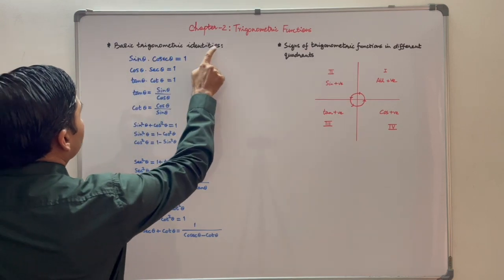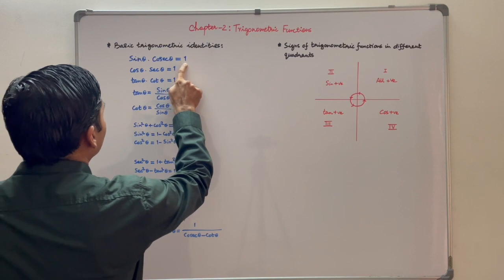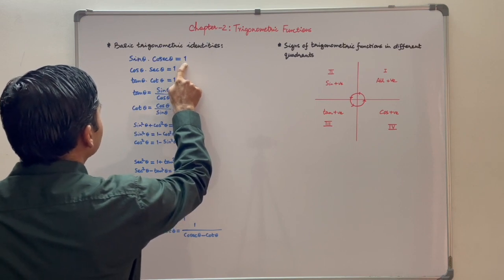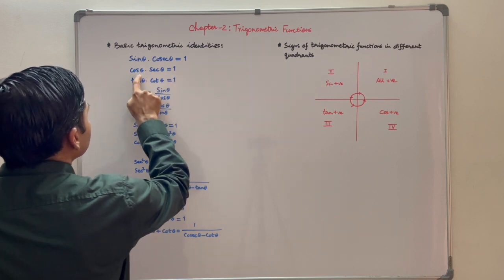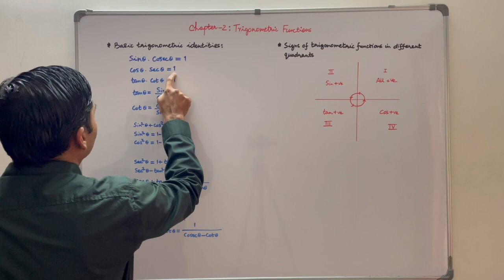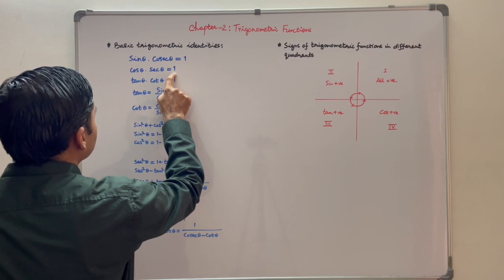Basic trigonometric identities. Sin theta into cosec theta is equal to 1, or sin theta is equal to 1 upon cosec theta, or cosec theta is equal to 1 upon sin theta. Cos theta into sec theta is equal to 1, or cos theta is equal to 1 upon sec theta, or sec theta is equal to 1 upon cos theta.